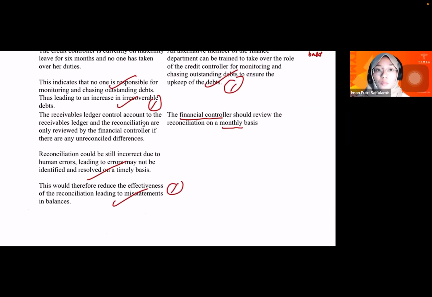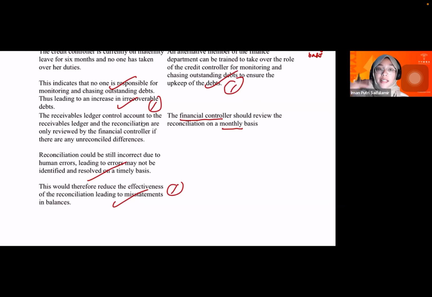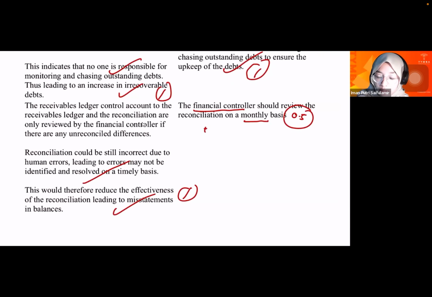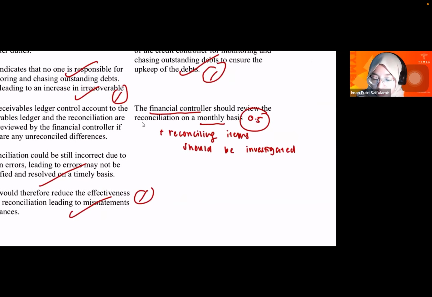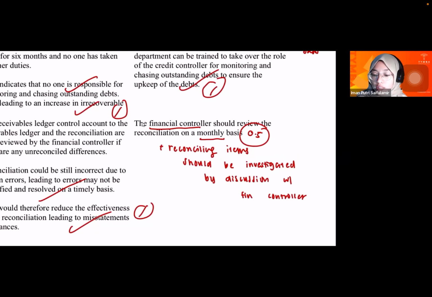Okay, another thing that we want to talk about is basically how do they actually investigate the reconciling items. So here it's 0.5 marks because another thing that you can add here is maybe any reconciling items should be investigated by discussion with the financial controller. And another thing that you forgot to say is review the reconciliation on a monthly basis, and this should be evidenced by way of signature.